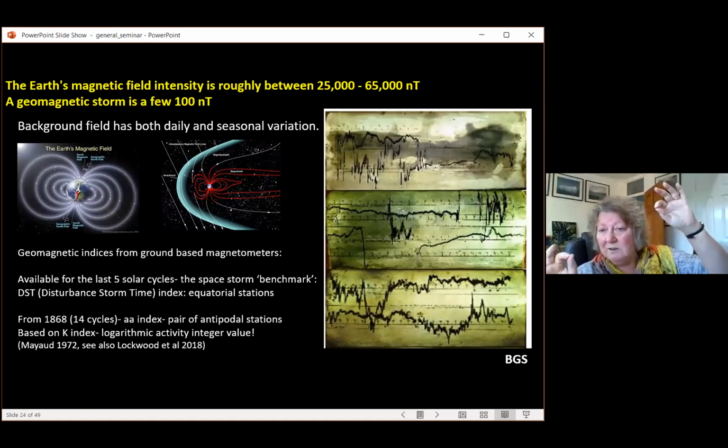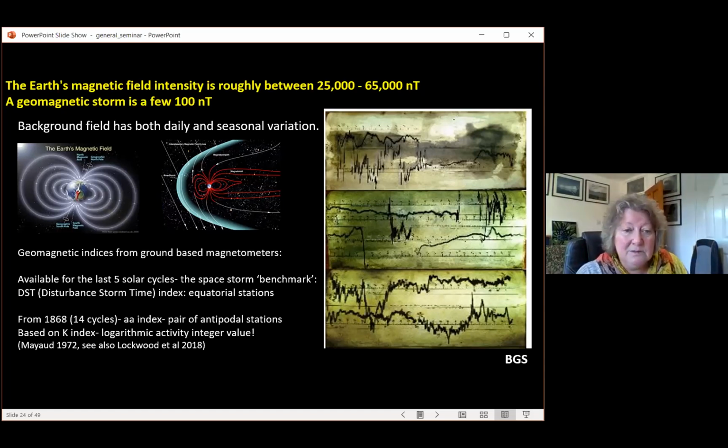So you've got the UK and you've got Australia, and you use those to construct an index. And we've got those back from 1868, 14 cycles. Sounds great, okay. But what the data actually is, it isn't actually a measurement. What it is is this kind of pen chart, okay? I think this is the one for the Carrington event, actually, but we've got these pen charts.